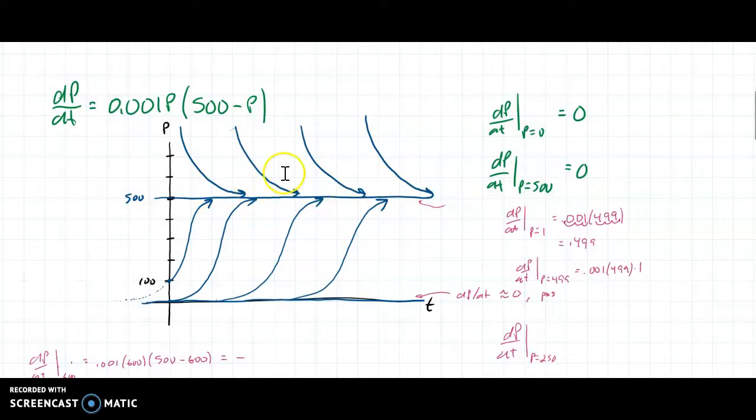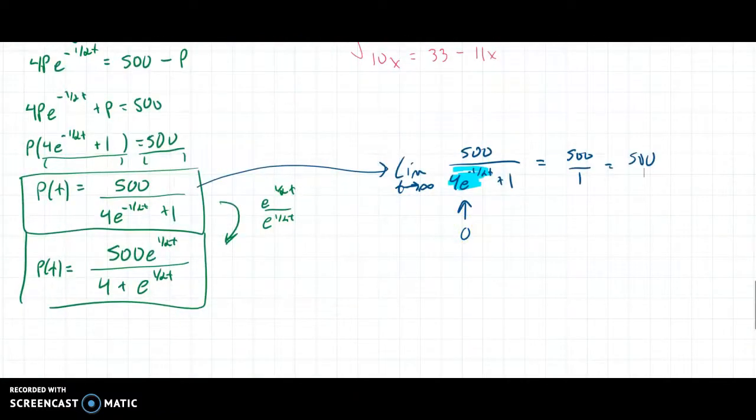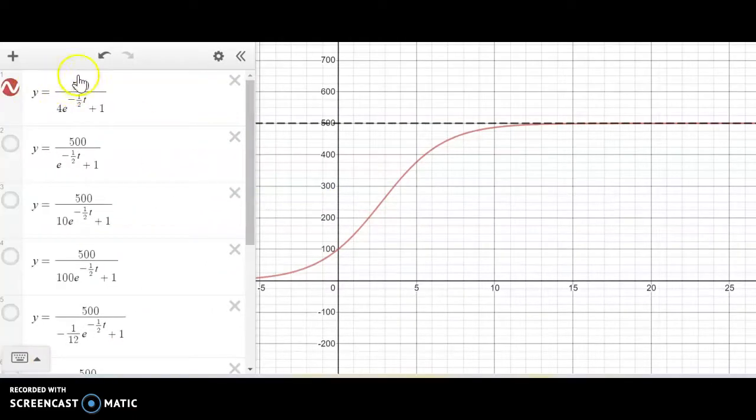Remember we said we had a limiting population or a carrying capacity of 500. So this curve that I drew here, boom, that goes up like that, this is the sketch of what the curve that we just found should look like. So we're going to go over to Desmos real quick, and I've got this graphed in there. Okay, so now you can see what I've got plugged in here. This curve is the one that we were just talking about. It's 500 over 4 e to the negative 1/2 t plus 1.